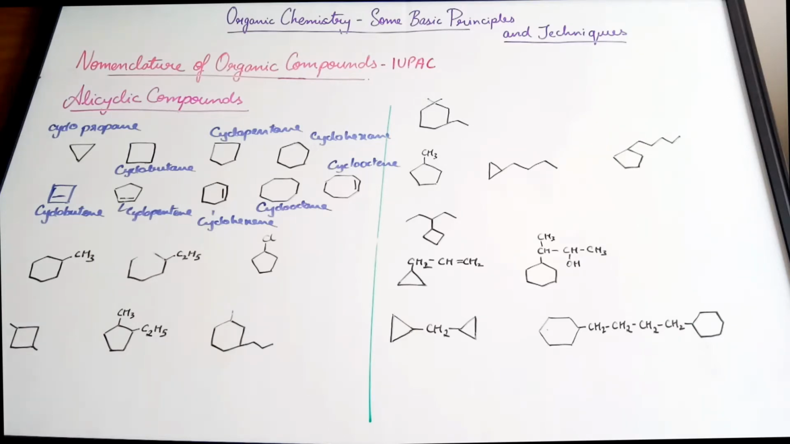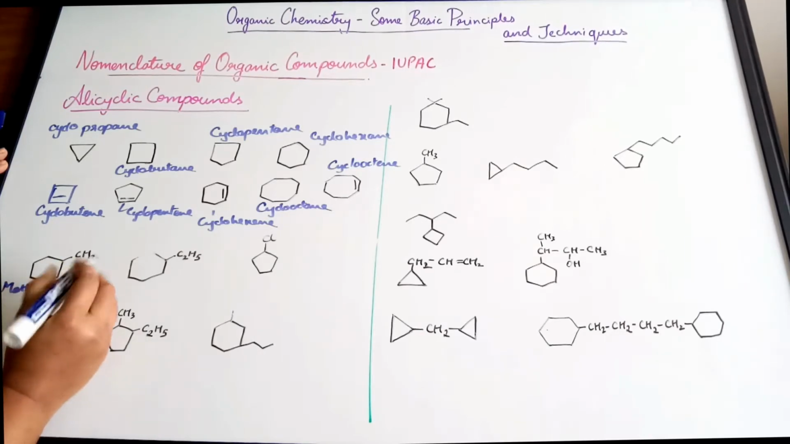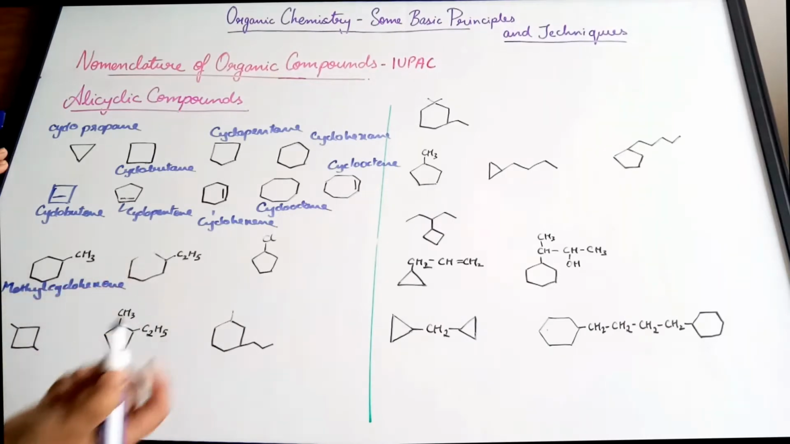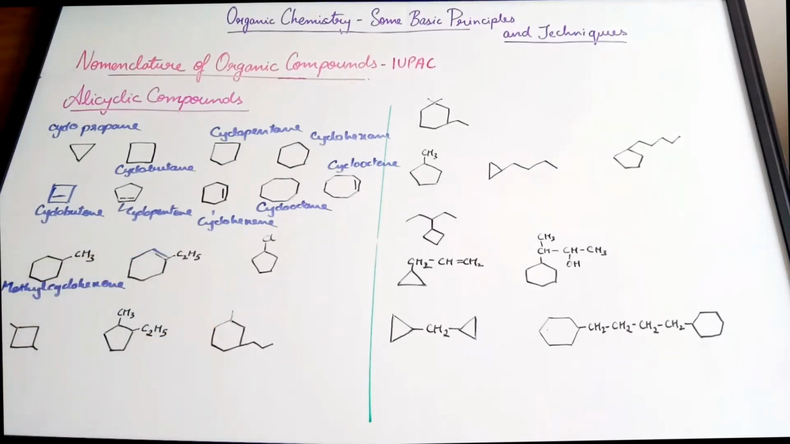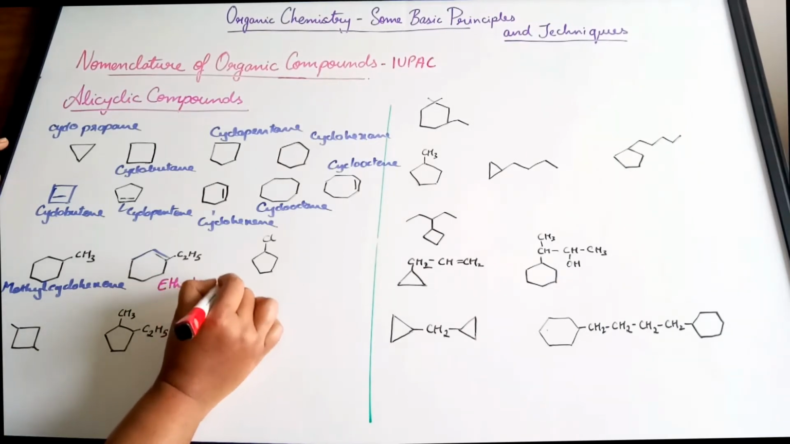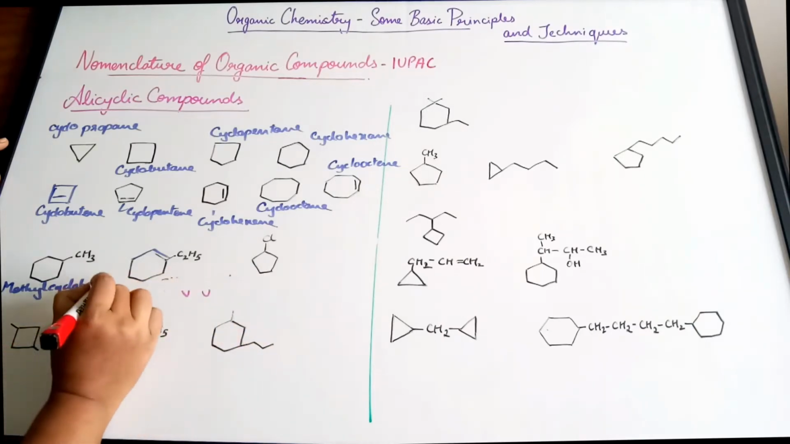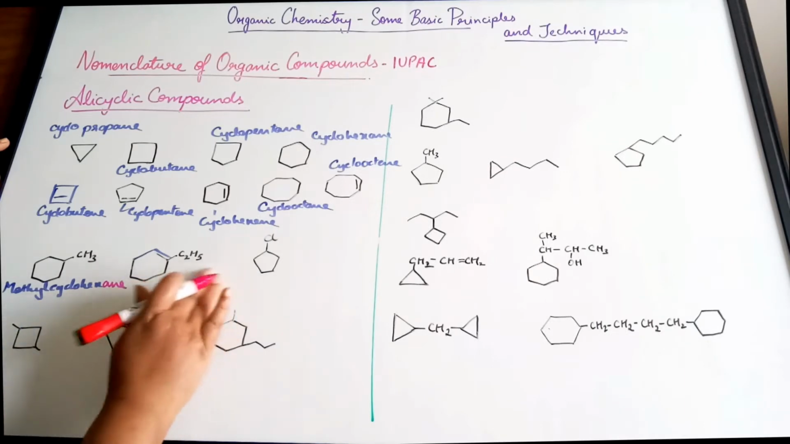Next, when we have a substituent, what do we do? When you have a substituent, we just write the substituent name as the prefix. So this will be methyl, that is the name of the substituent, cyclohexene. This, on the other hand, is an ethyl group. So its name would be ethyl cyclohexane. I'm so sorry, it is ane because it does not have a double bond. So this is ethyl cyclohexane.